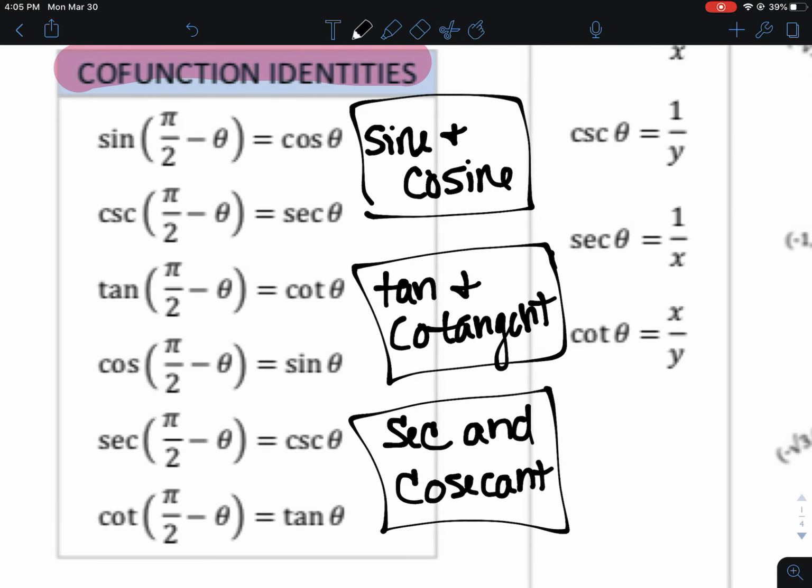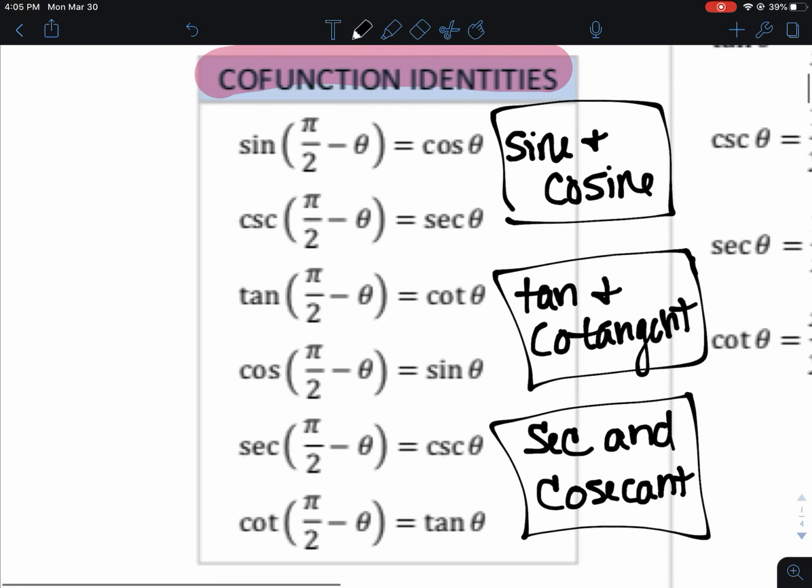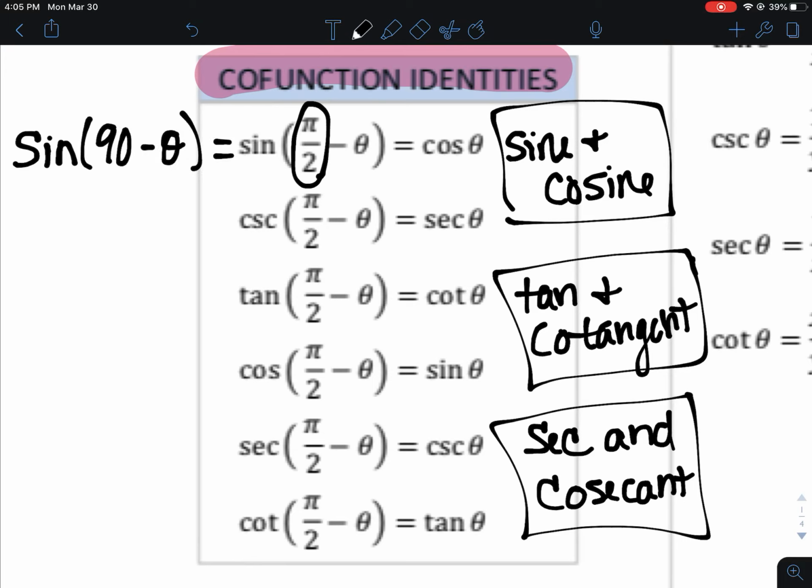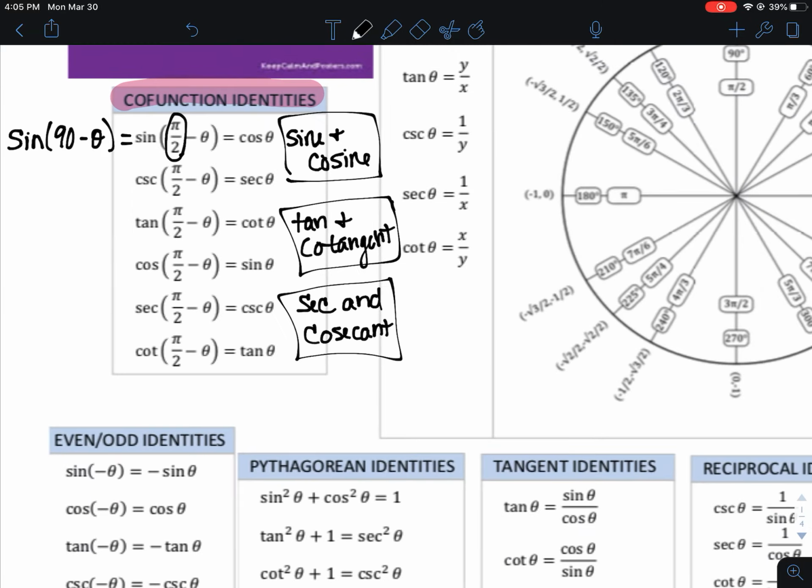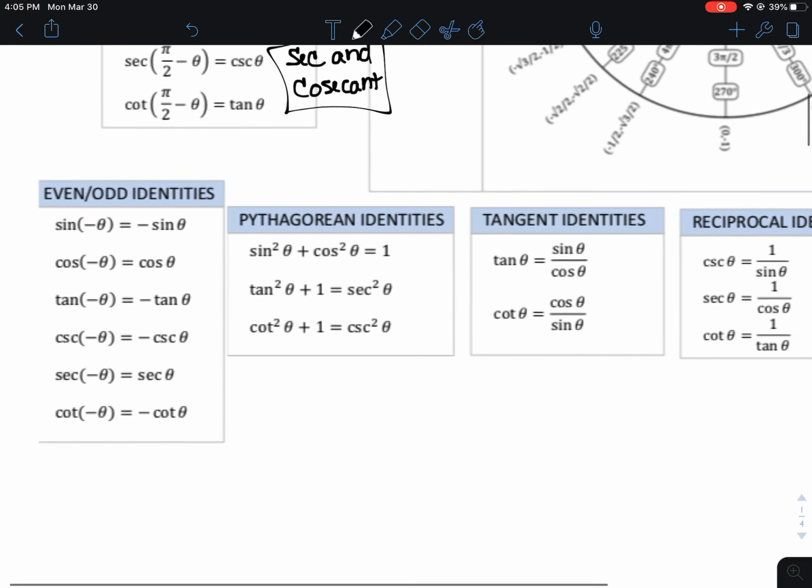And if you look here, it says the sine of pi over 2 minus theta should be equal to the cosine of theta. And we'll talk about why that works in a couple minutes here. But one thing I do want to make a note of is they're using pi over 2, but remember that's the same thing as 90 degrees. So if you're given something that says sine of 90 minus theta, that's exactly the same as pi over 2 minus theta. Okay, so cofunction identities is one place that we can go and look.